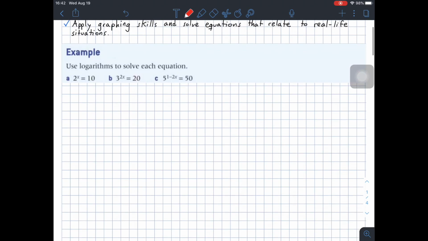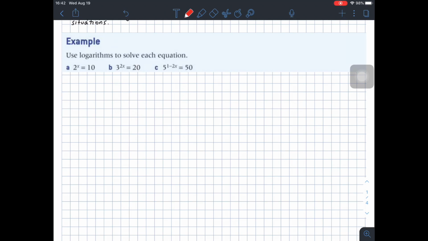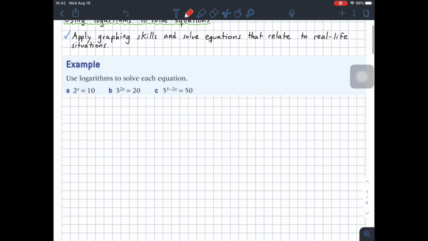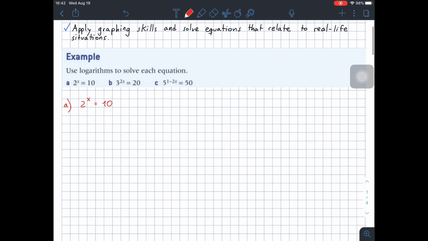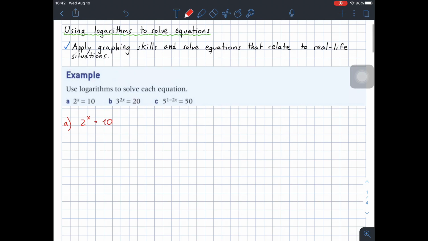Okay, so for the first set of exercises, it says, use logarithms to solve each equation. So for part A, we have that 2 to the power of x is equal to 10. So how can we solve this? Whenever we have this type of equation, the first thing we need to think about is if we can equate the bases, right? If we can obtain the same bases. But in this case, you clearly see that we cannot convert 10 to 2 to the power of something. So we cannot apply that concept, which we've seen for exponential equations.